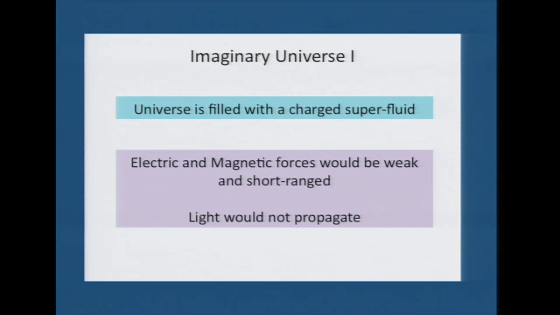Now I want to move on from the world of tangible laboratory physics to something more fundamental. I want you to imagine a universe that's filled with a charged superfluid, with a superconductor. What would happen in such a universe? Well, in such a universe, electricity and magnetism, as we know it, would not exist. Remember, superconductors block electric and magnetic forces, so electric forces would become extremely weak in such a universe. And also, light would not propagate in such a universe. It would be a completely dark universe. And clearly, this is not our universe.